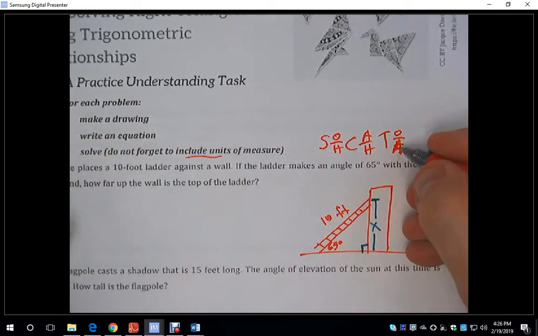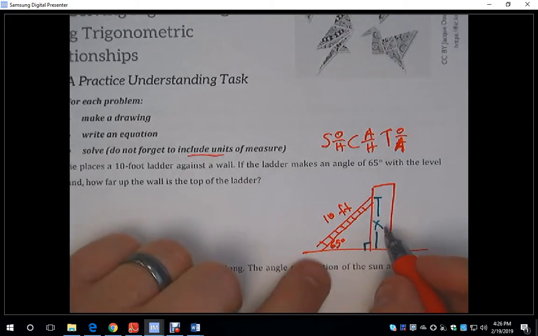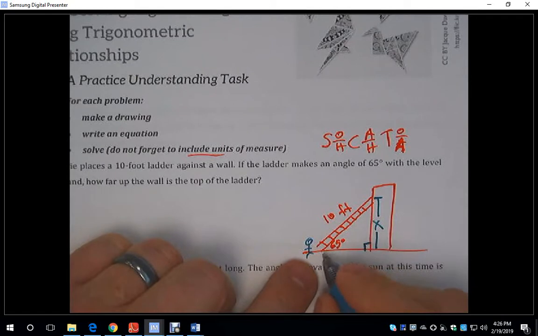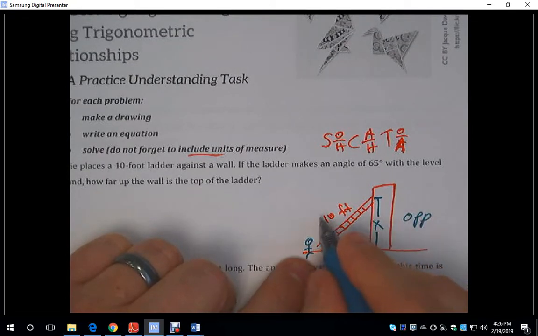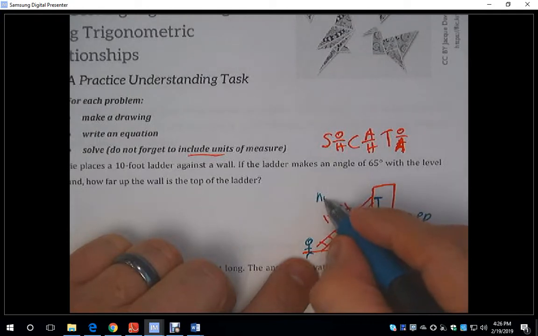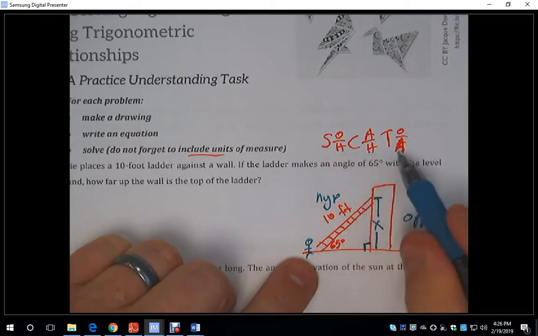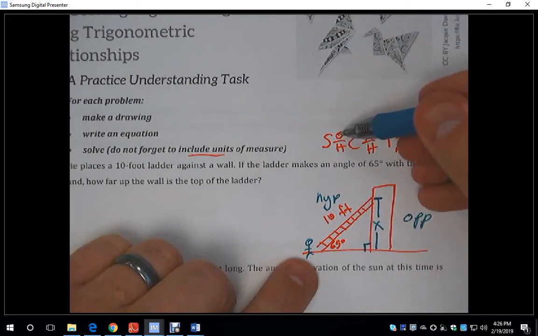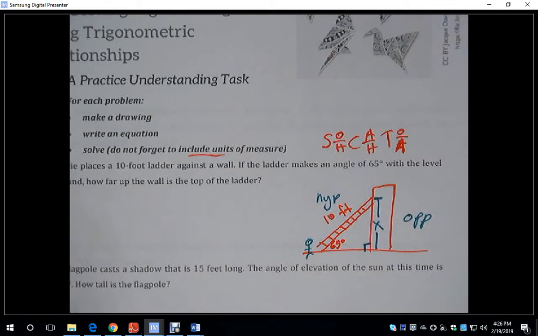Let's see, from our perspective, from this angle of 65, x is opposite. And 10 is opposite the 90 degree angle, so it's the longest side of our right triangle. The name of the longest side of our right triangle is the hypotenuse. So out of our choices, which can we use that would incorporate opposite and hypotenuse? If you guess sine because it's opposite over hypotenuse, you are correct.